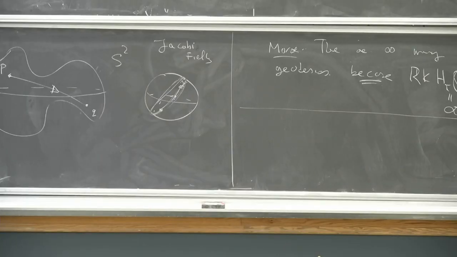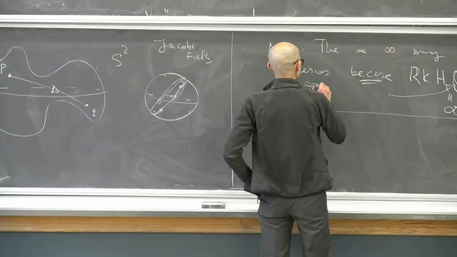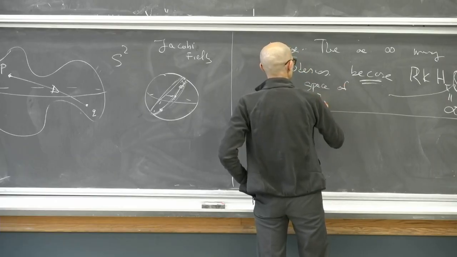Sorry, can you just say again what the P is? This is the space of paths. Oh, space. This is the topological space of continuous paths. Thank you. Maps from [0,1] to S2.